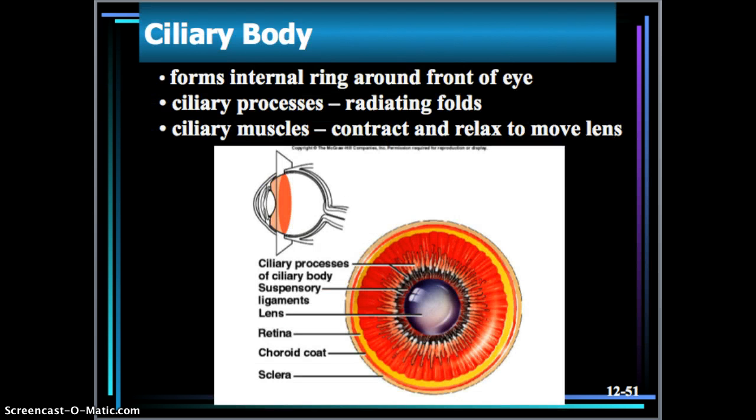The ciliary body is the thickest part of the middle tunic and extends from the whole choroid coat, and it forms the internal ring around the front of the eye. It has many folds, and those folds, like I said, hold that lens in place. So here we have processes from the ciliary body. Here are those suspensory ligaments, and they're holding the lens in place.